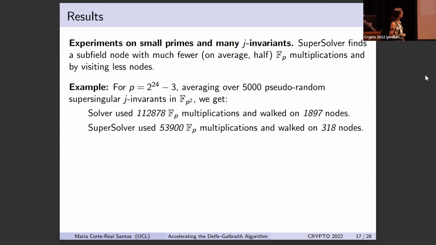needs around 113,000 FP multiplications, whereas SuperSolver only needs around 54,000, and it walks on a lot less nodes. And this is because at each step, you're covering a larger proportion of the graph, and so you don't need to step as much to cover more nodes.